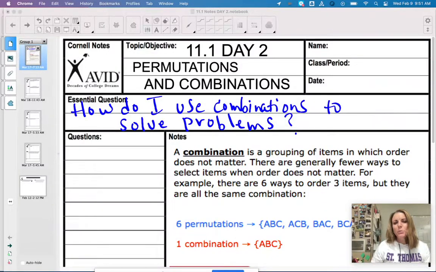11.1, Day 2, Permutations and Combinations. Essential question, please write it down. How do I use combinations to solve problems?